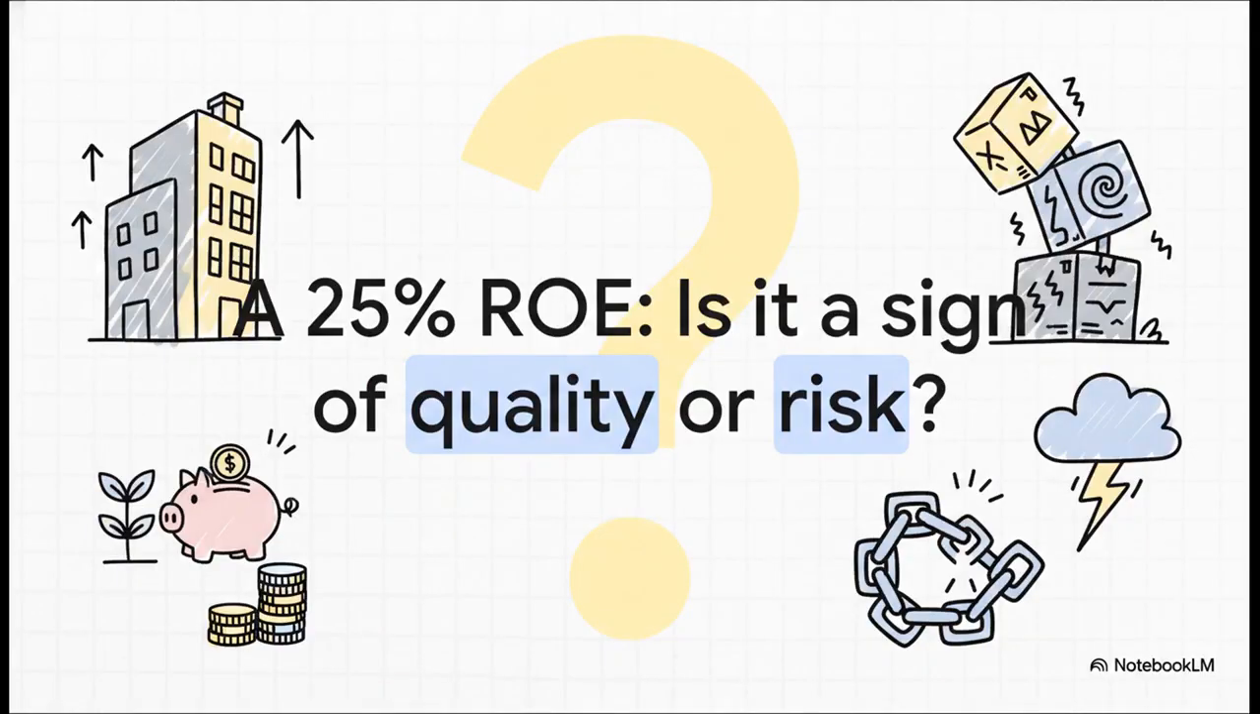All right, let me give you a classic investor problem. You find a company with a 25% return on equity, or ROE. Now that number looks amazing, right?